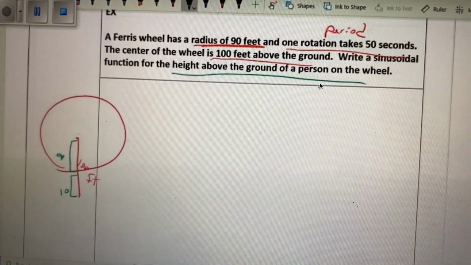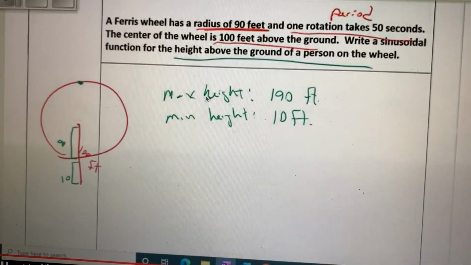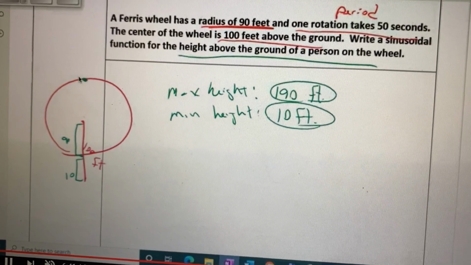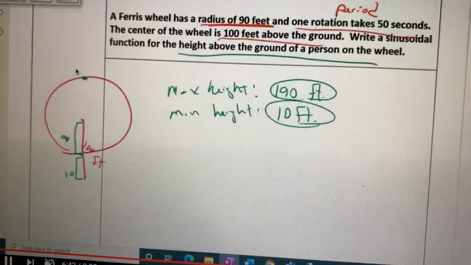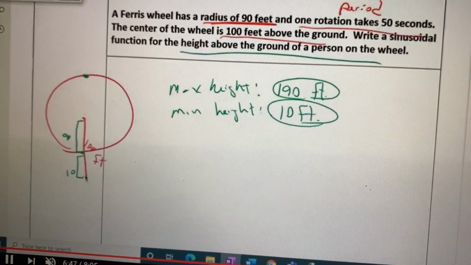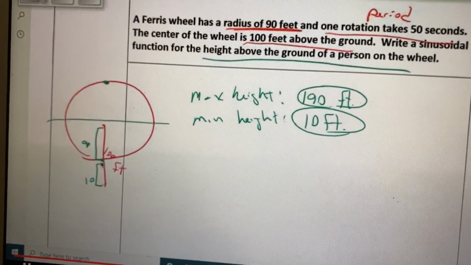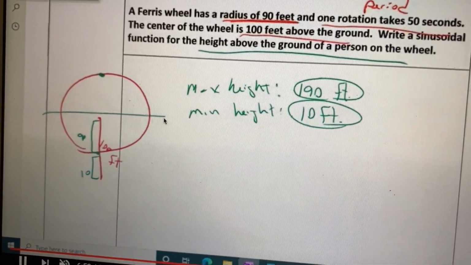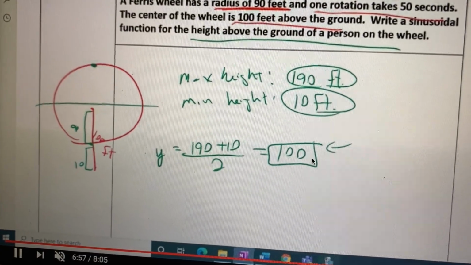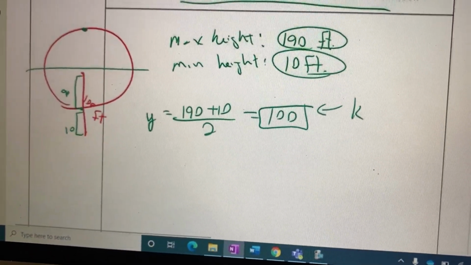It says write a sinusoidal function for the height above the ground. So I know that my maximum height, let's think about this, is 190. If my radius is 90 here, this is going to be 190: 90 plus 90 is 180, and then plus 10. And then my minimum height down here is going to be 10. So then this right here, that's going to cut it in half, that is going to be at 100. So that's going to be our k.